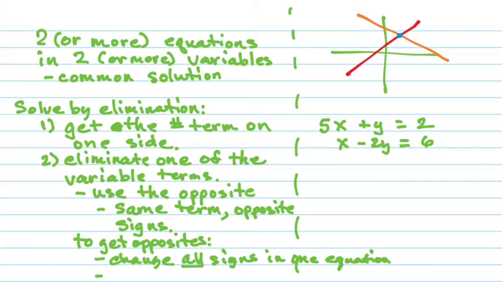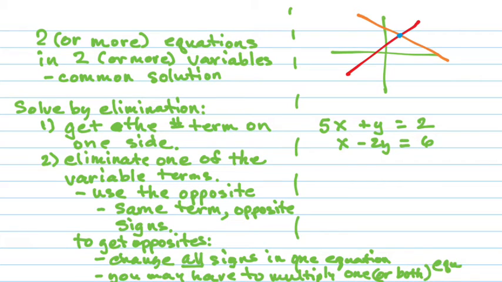If you can't just change the signs, you may have to multiply one or both equations to get opposites. Sorry about the space there, but I'll just say. So you may have to multiply one or both of the equations by something to get opposites. Take a moment to write that down. So that they can eliminate. Yeah, so they'll subtract away.